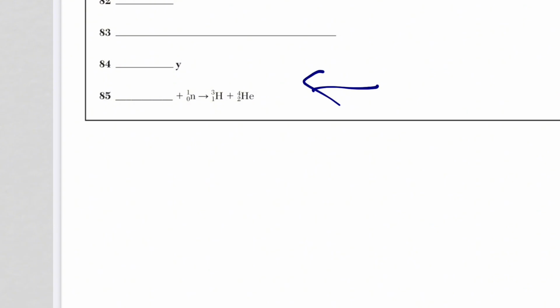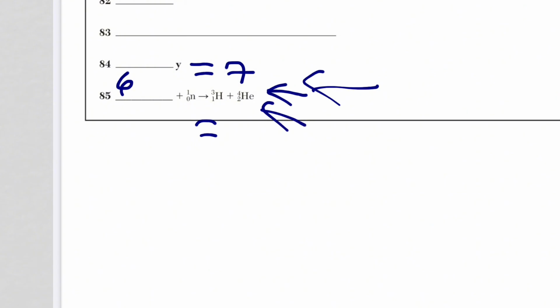Remember, when you're balancing nuclear equations, the numbers on top, the mass numbers, have to be equal on both sides of the equation, and the atomic numbers, the lower numbers, have to be equal on both sides of the equation. I'm starting on the right-hand side because I have my tritium and my helium. 3 plus 4 is a total of 7. I have 1 for the neutron on the left. What number plus 1 equals 7? Well, that's going to be 6.